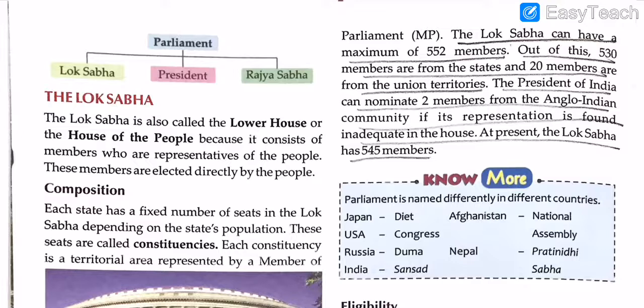So the Lok Sabha can have a maximum of 552 members. Out of this, 530 members are from states and 20 members are from the union territories. You know, right? Delhi, Andaman and Nicobar, all of these. And the President of India can nominate 2 members from the Anglo-Indian community if its representation is found inadequate in the House. At present, the Lok Sabha has about 545 members. So it's not necessary that all the seats are filled.